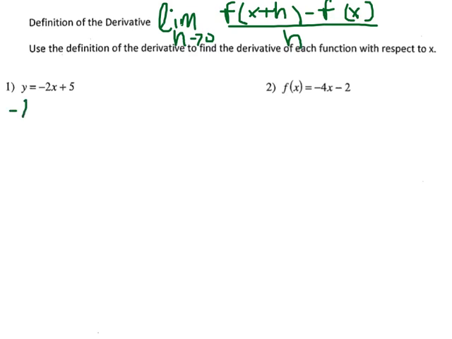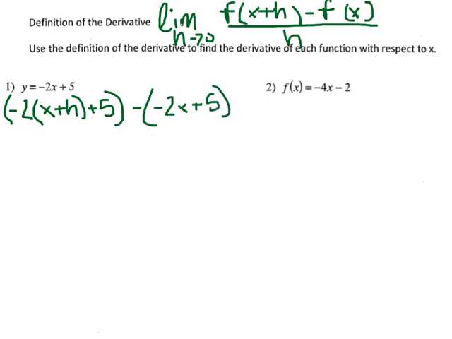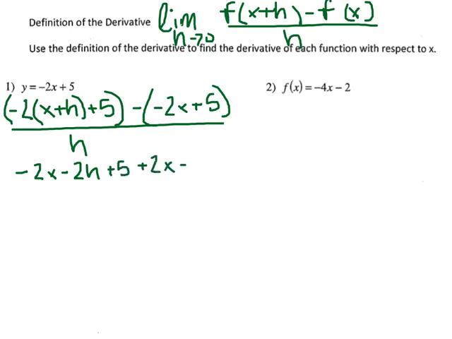So we will have -2 times x plus h plus 5. Right there, that is f of x plus h. Minus f of x, which is -2x plus 5, all over h. And remember, we're taking the limit as h approaches 0, but I just really don't have space to write that. So let's multiply this out. -2x minus 2h plus 5 plus 2x minus 5 all over h.